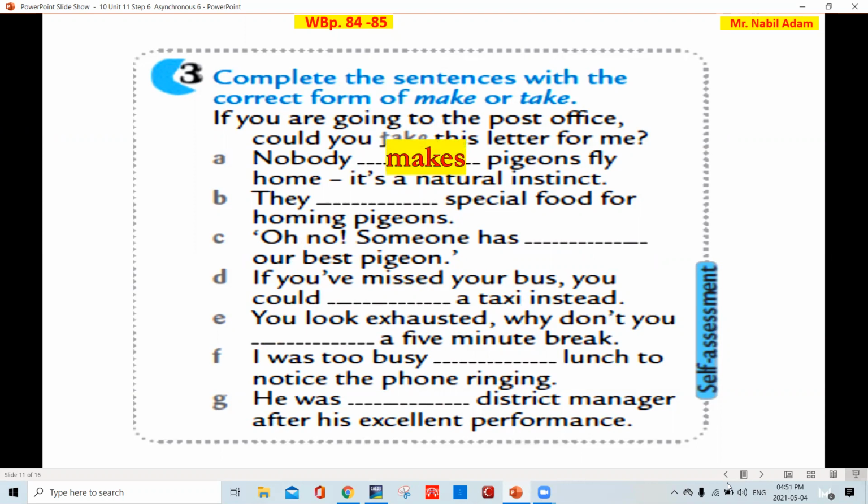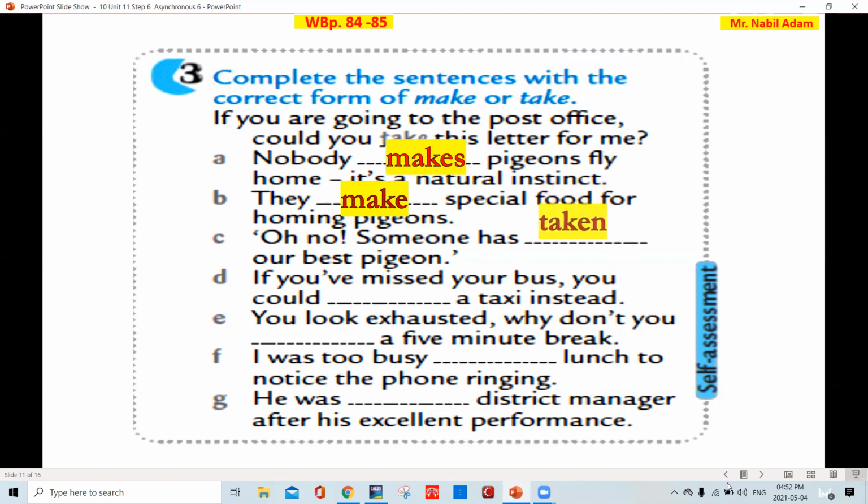They special food for homing pigeons. They make or take? They make special food for homing pigeons. Yes. They, plural, so we use the verb without s. Oh no, someone has our best pigeon. Someone has take. After has, we use the past participle.